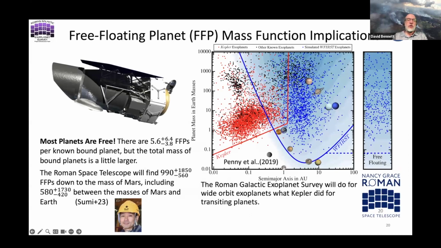And the MOA analysis included detection efficiency calculations to work out how common these were, and in fact, it found that these free-floating planets are about 6 times more common than other types of planets that are found by other methods, and so it predicts that Roman will have maybe about 1,000 of these, including something like 600 between the mass of Mars and Earth, and so it's very much tilted toward low mass free floating planets.